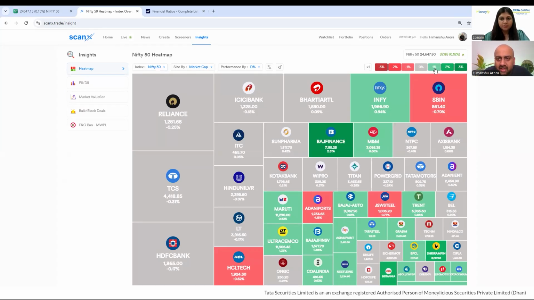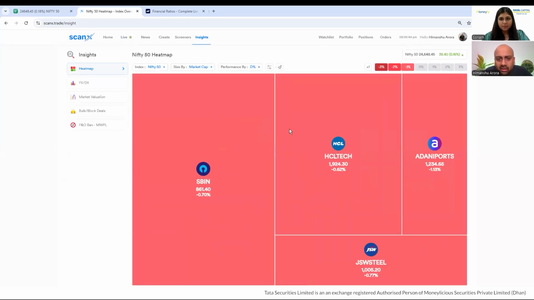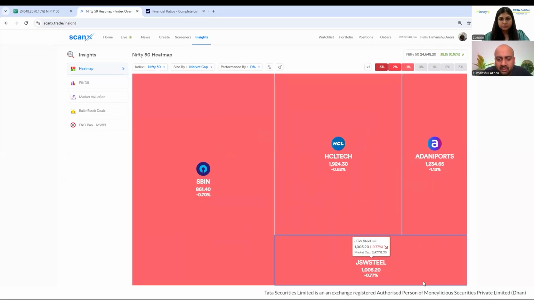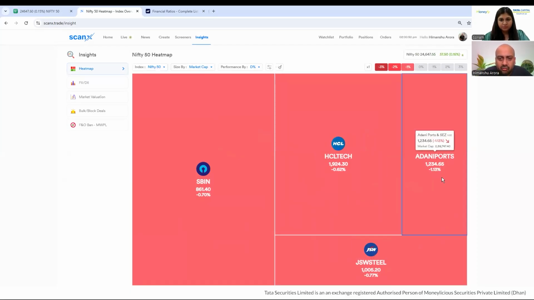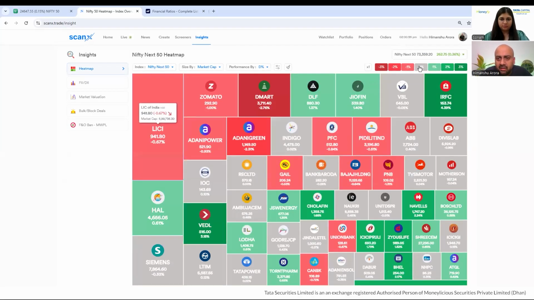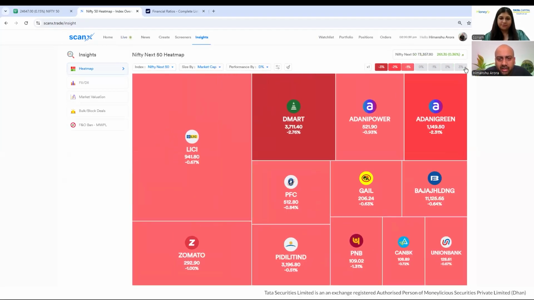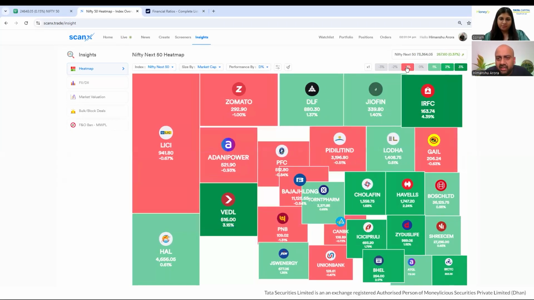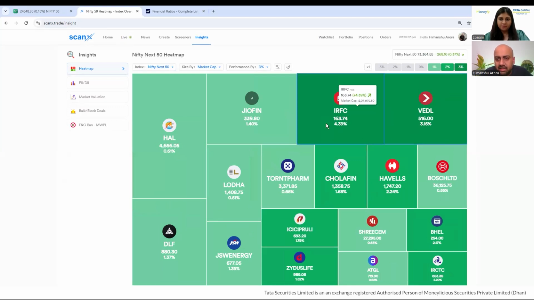So you can, at the click of a button, find all the stocks which are down today. For example, JSW Steel is down by almost a percent, or Adani Ports is down by more than a percent today. Not just Nifty 50, you can do the same thing for Nifty Next 50 stocks also. Like all the stocks which are up today. So these are all the ones which are down today.